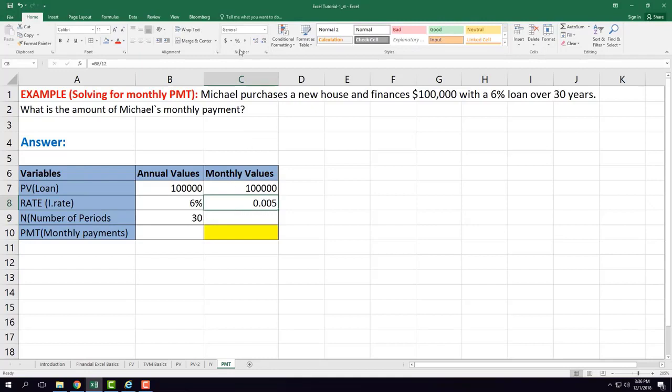Okay, so it's going to be 0.5%. If you want to convert this to percent, you can just click this percent style and increase the decimals. It's going to be 0.5%. And the second one is number of periods. So it says it's 30 years. So 30 years is equal to 30 years times 12 months. It's going to be 360 months.